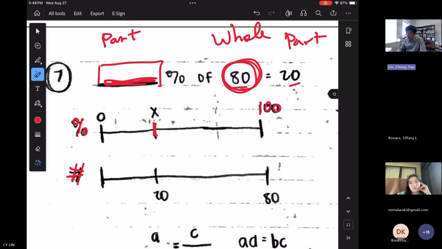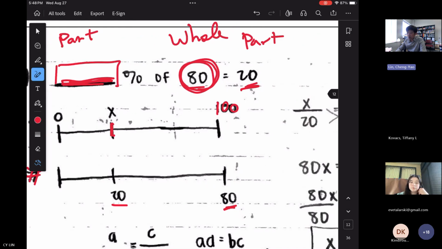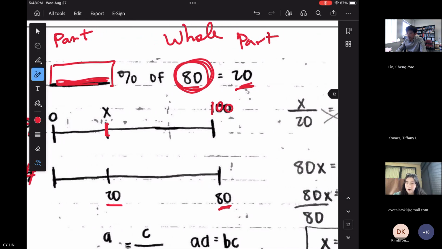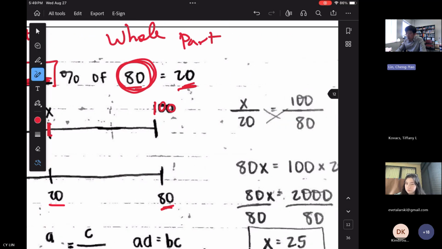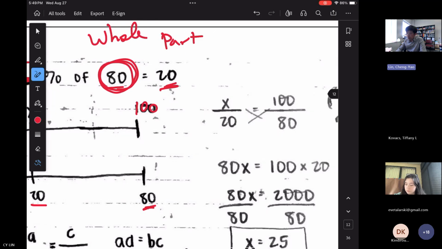Right? So we put it here. 20 is a part of the whole. Part. So the part goes in here, right? So x over 100 is equal to 20 over 80. So we can use this way to find out the answer.